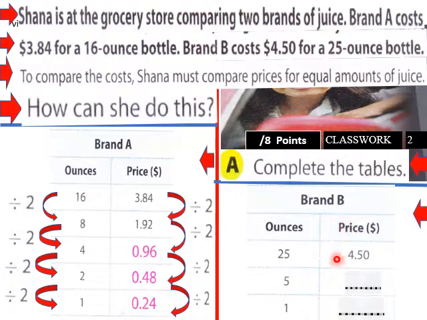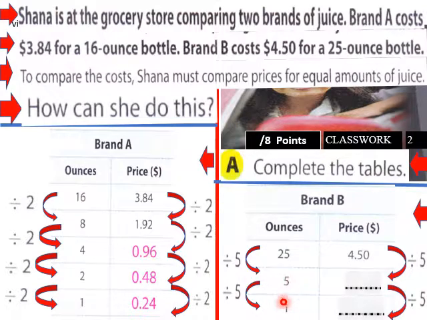And then for brand B, we have 25 ounces for $4.50, so $0.90 for 5 ounces. What would it be? We're going to divide by 5 now to get down to 1 ounce. So to divide that by 5, we get 90 cents for 5 ounces. And then for 1 ounce is 18 cents an ounce. So we have 18 versus 24. So that is for brand A and brand B.